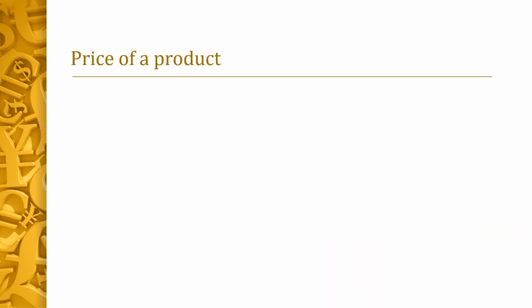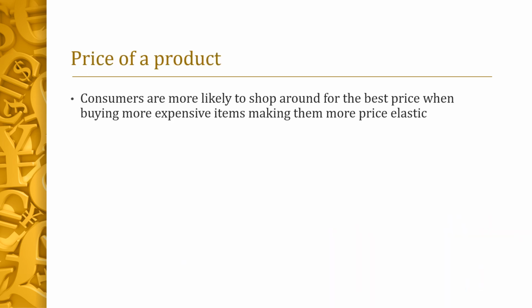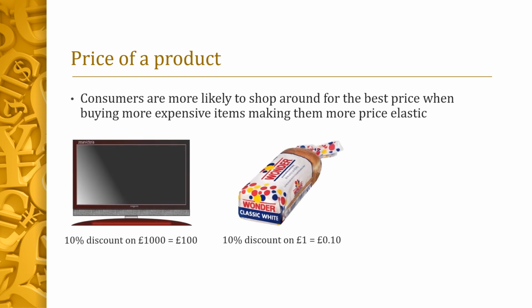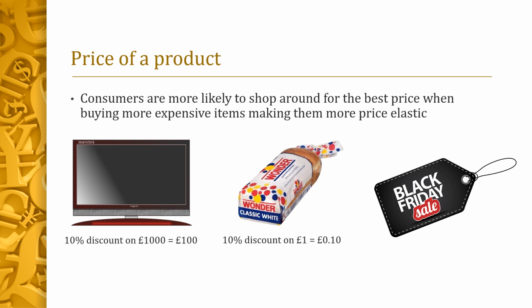The price of a product can also affect its elasticity. Consumers are more likely to shop around for the best price when buying more expensive items, making these more price elastic. This makes sense when we consider an example of a 10% discount on a £1,000 television representing £100, whereas a 10% discount on a £1 loaf of bread represents 10p. One of them makes it far more reasonable than the other to go to the trouble of shopping around. This shows why we have such successful sales on Black Friday, where consumers are more willing to part with their money because of the discounted products on big ticket items.